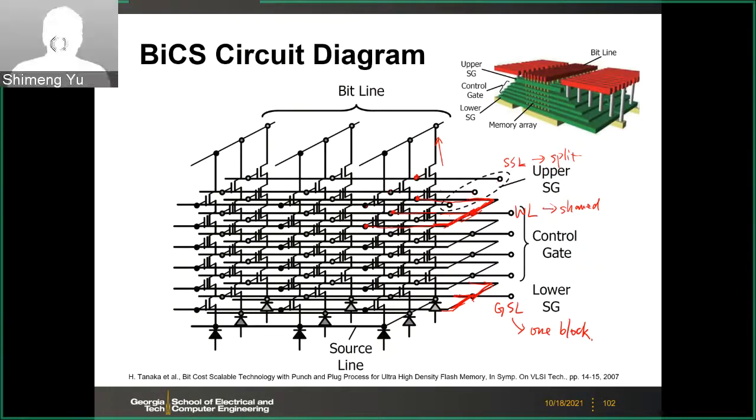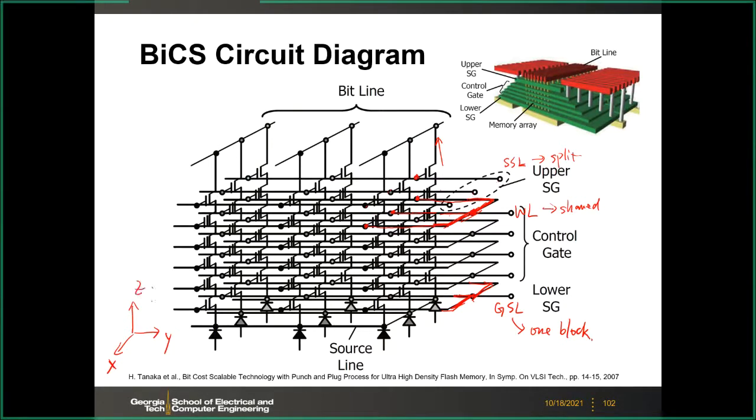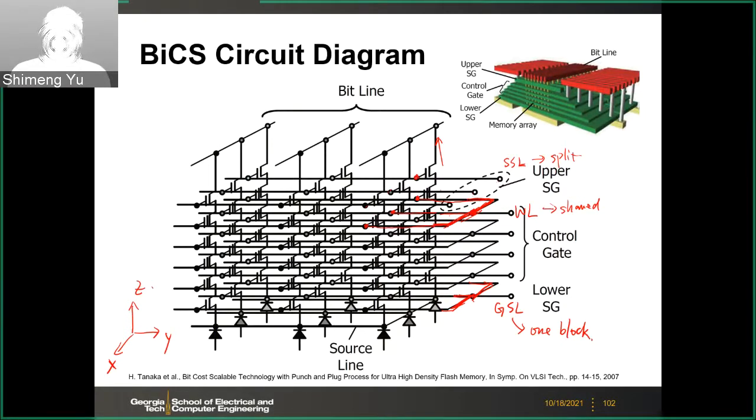And if you want to correlate back to the 2D NAND flash, what you can do is, if you look at the XYZ plane, so here, actually the YZ plane, if you have a YZ slice, it is the same as the 2D NAND flash.